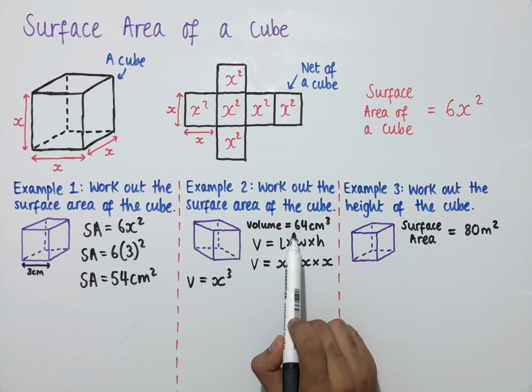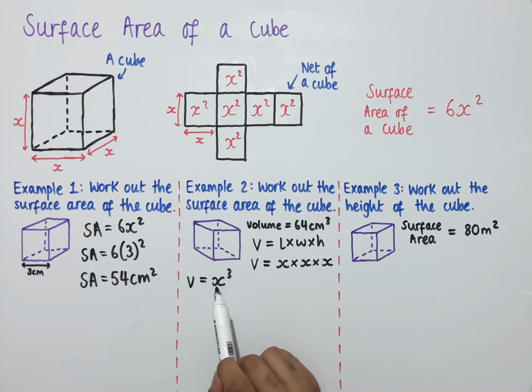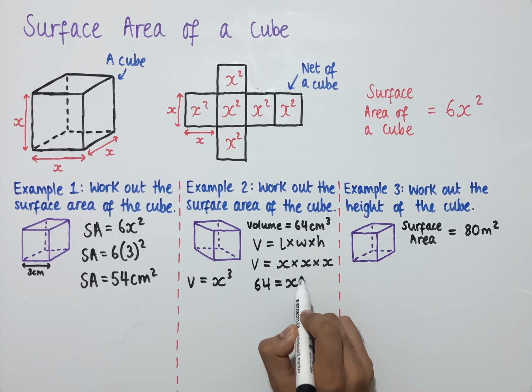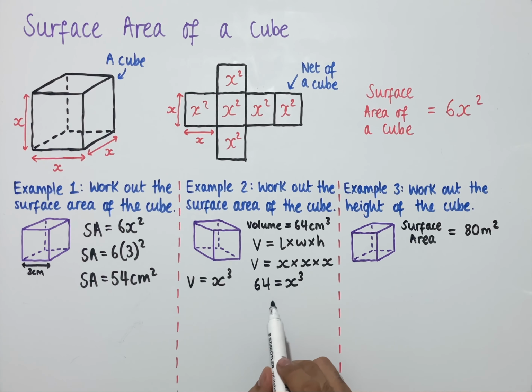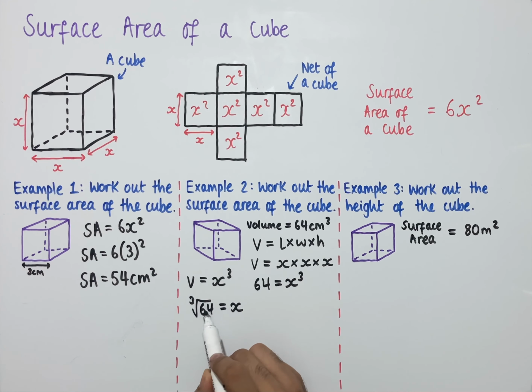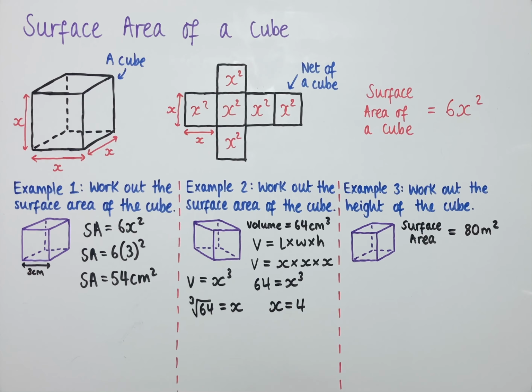And so in this example, since we know that the volume of the cube is 64 centimeters cubed, we can equate it to x cubed. So we have 64 equals x cubed. And so to work out x, we need to take the cube root of both sides. So the cube root of 64 is equal to x. So that's a number that times itself 3 times to give us 64. And so the cube root of 64 is equal to 4, since 4 times 4 is 16, times 4 is 64. And our units here would be centimeters, since x represents a length.